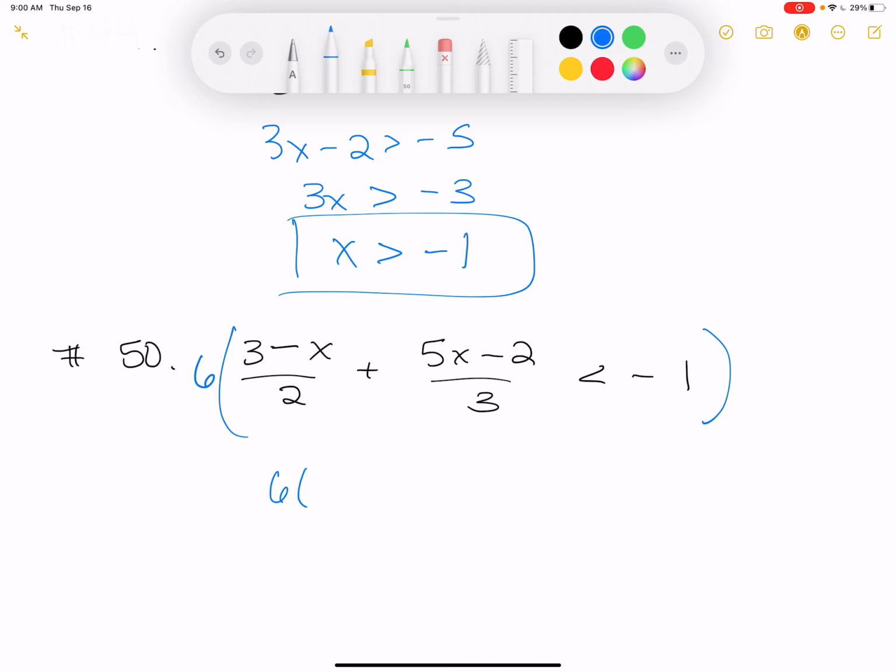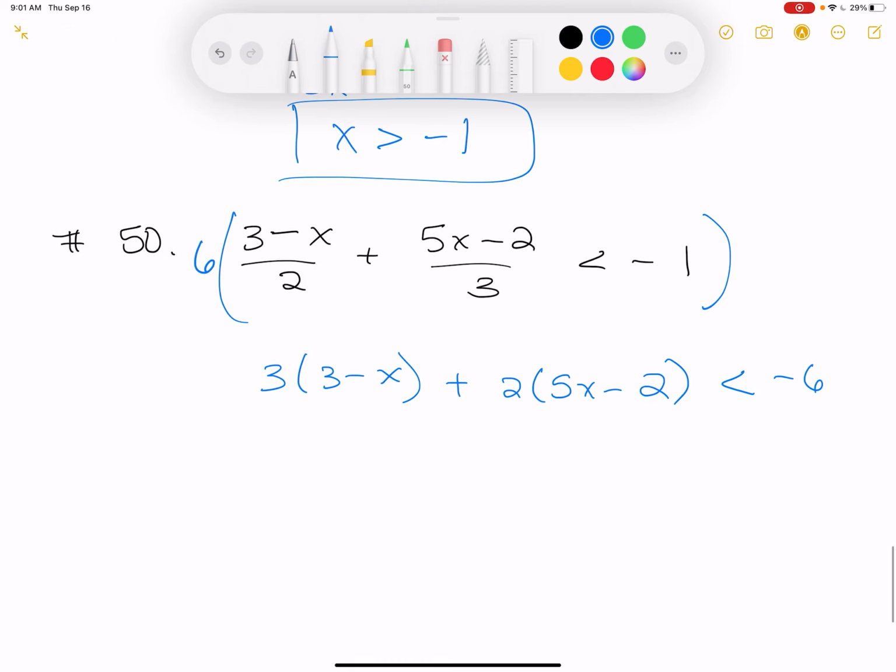So 3 times 3 minus x plus 2 times 5x minus 2 less than negative 6. Okay, we understand how we got there. I multiplied the entire thing by 6, so 6 and 2 cancel to give you 3, and then 6 and 3 cancel to give you 2, and I have not distributed yet. Oh, that makes so much sense. Alright, so distributing, I get 9 minus 3x plus 10x minus 4 less than negative 6.